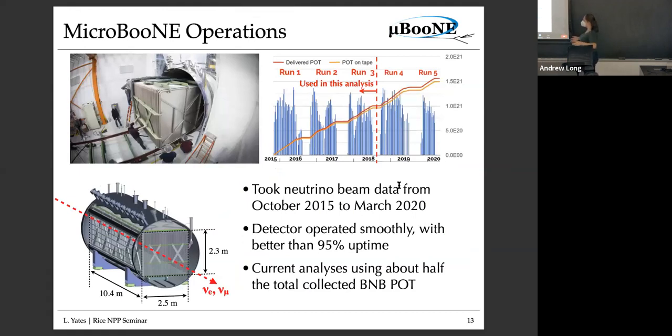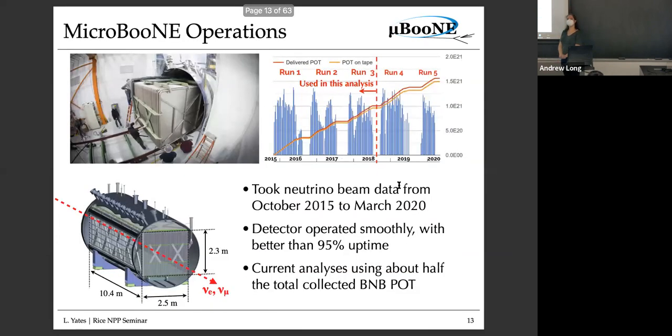MicroBooNE, as an experiment, took neutrino beam data from October 2015 until March 2020. In that time, we operated very smoothly, greater than 95% detector uptime. We collected all this data, and actually the current analyses, including what I'm going to be talking about today, only use about the first half of it, the first 3 years of data taking. So one of the things to look forward to in the future of MicroBooNE is analyses that use the full data set, so the other half of the data.